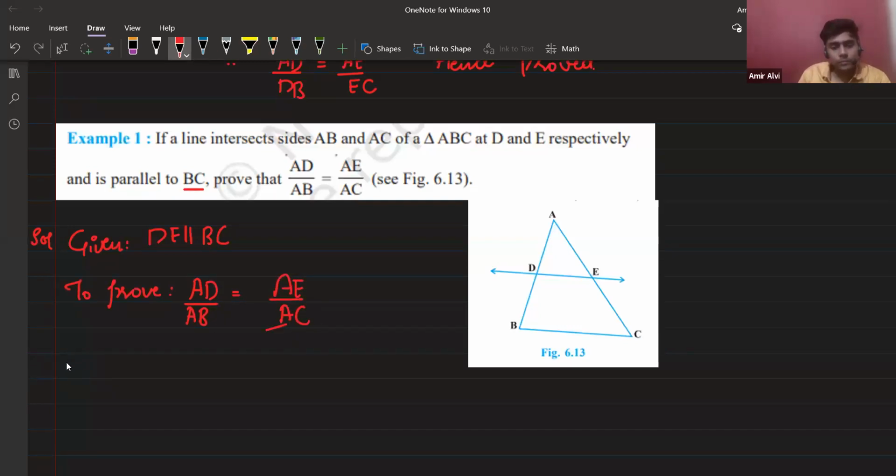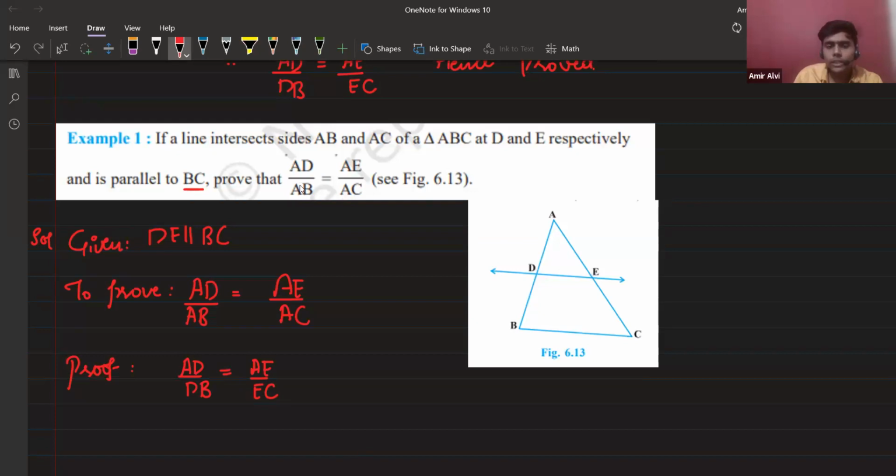Clear? So, the proof. If the lines are parallel, I can write AD by DB is equal to AE by EC. Yes or no, Adil? Yes. Very good.